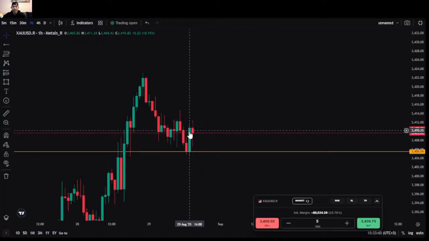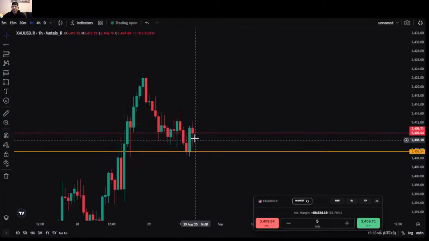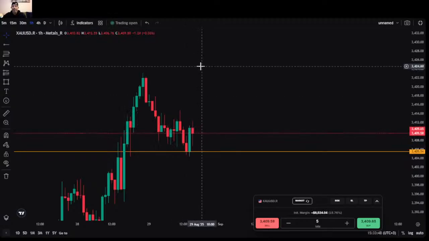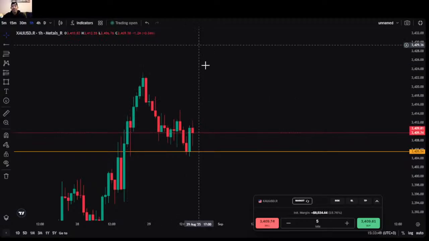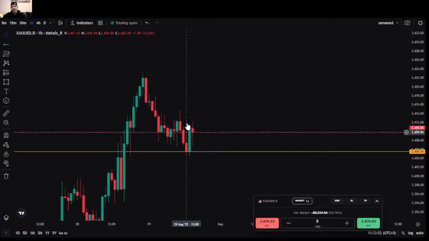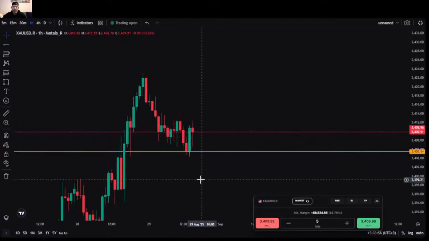Look at this thing coming up now. Gold could potentially pop up here. It could potentially come up here. So I might be considering more buys later, but I'll wait for news to let the market process the information, and we'll see what happens.